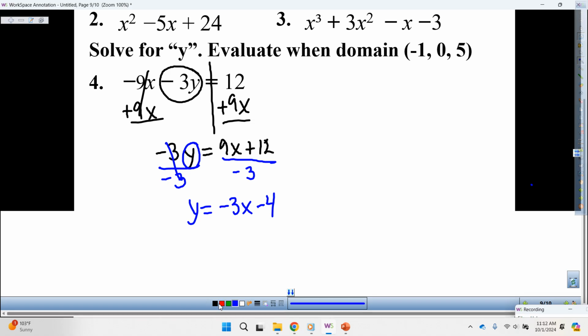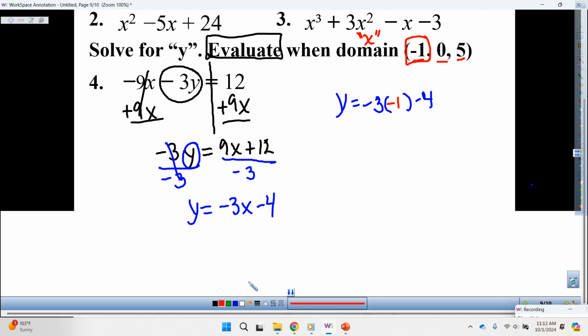Are we done? No. Mr. Q, it says evaluate using this domain. Domain, for those of you that forgot from years back, means all x values. What x values are we going to be using? Negative 1, 0, and 5. So check this out. I'm going to take this equation, but instead of x, I'm going to use which value first? Negative 1.